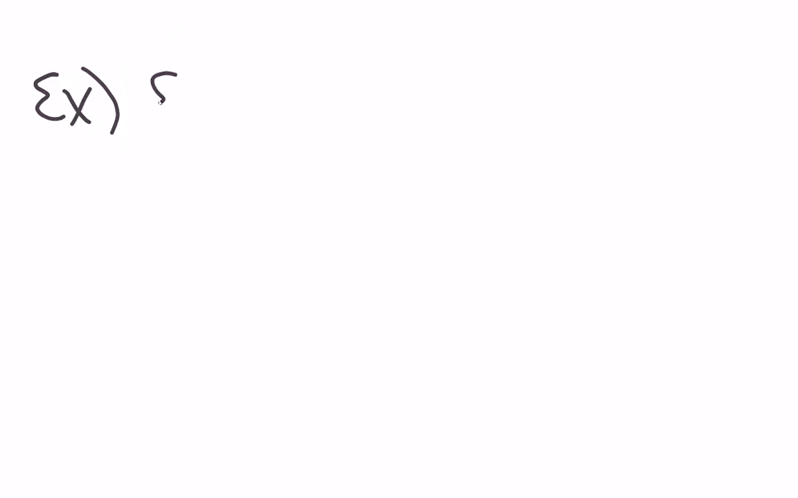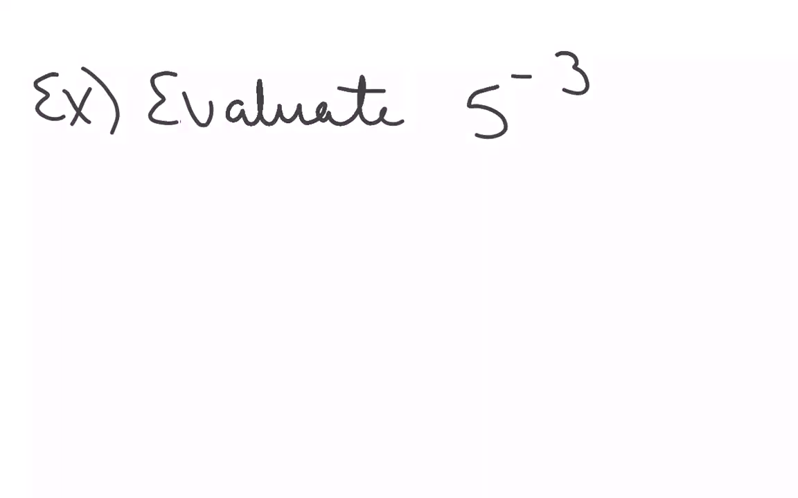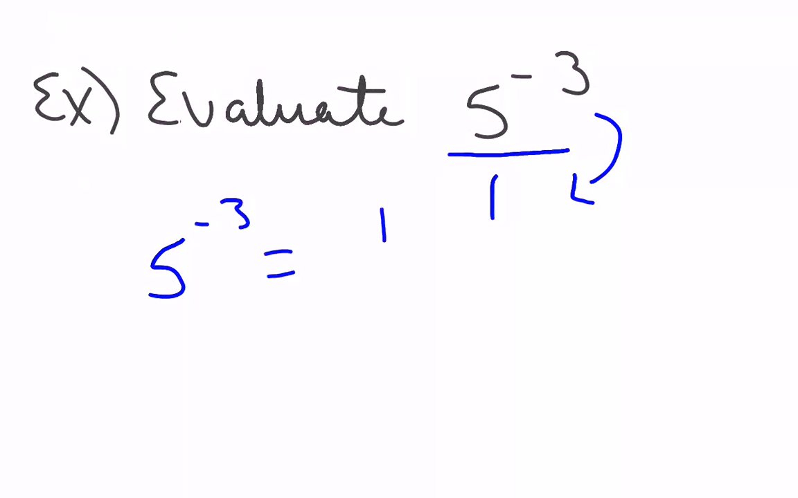Next example, evaluate 5 to the negative 3. So it's to a negative exponent. The way that we deal with those exponents is they get flipped over the division bar. So realistically, this could be written over 1, making it a fraction. And so this gets flipped over to the other side, and thus making the exponent positive. So 5 to the negative 3rd power becomes 1 over 5 to the 3rd power.